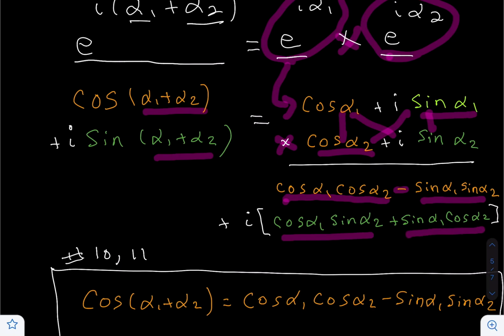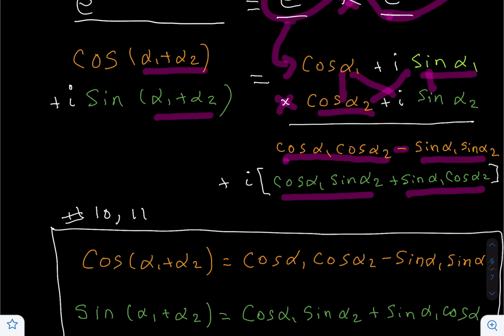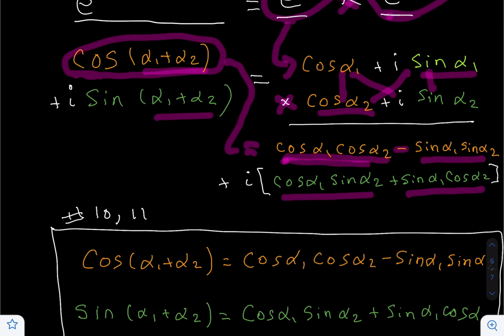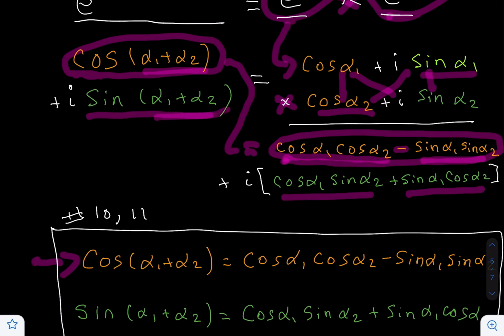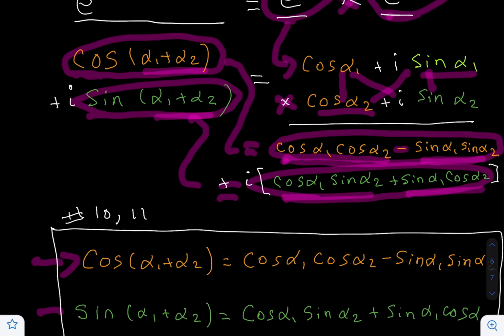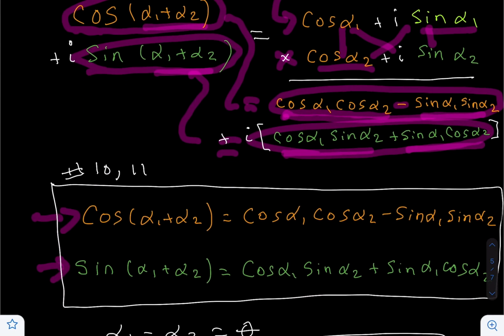And what you have to say now is that the real part, and I'm showing the real part in sort of orange, and I'm showing the imaginary portion in green right there. So this here has to be equal to this right there. And that gives you this identity right here. And then the same thing with the imaginary part, the sine of the two angles there. So the imaginary part has got to be equal to this right here. And that's the second identity, which is identity number 11.